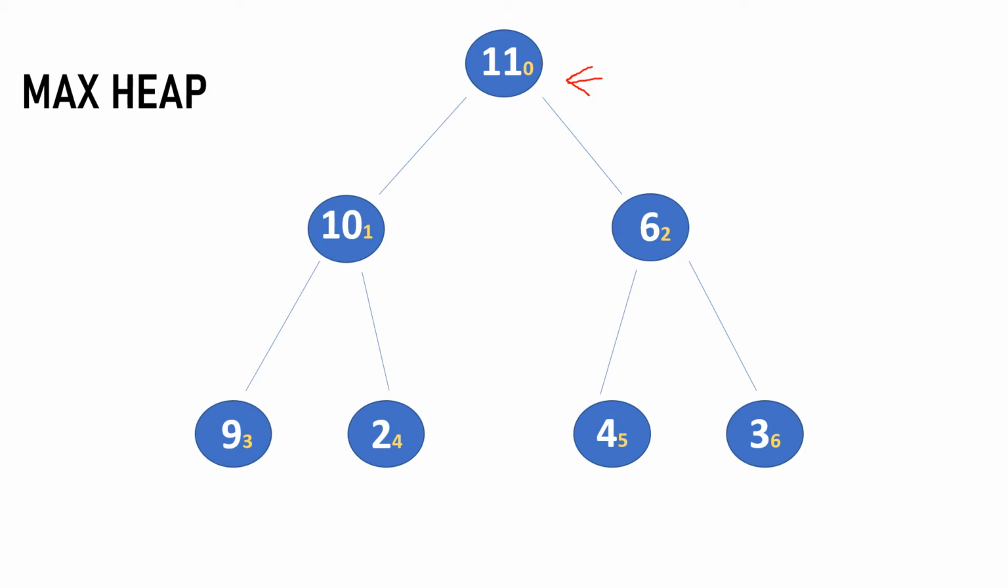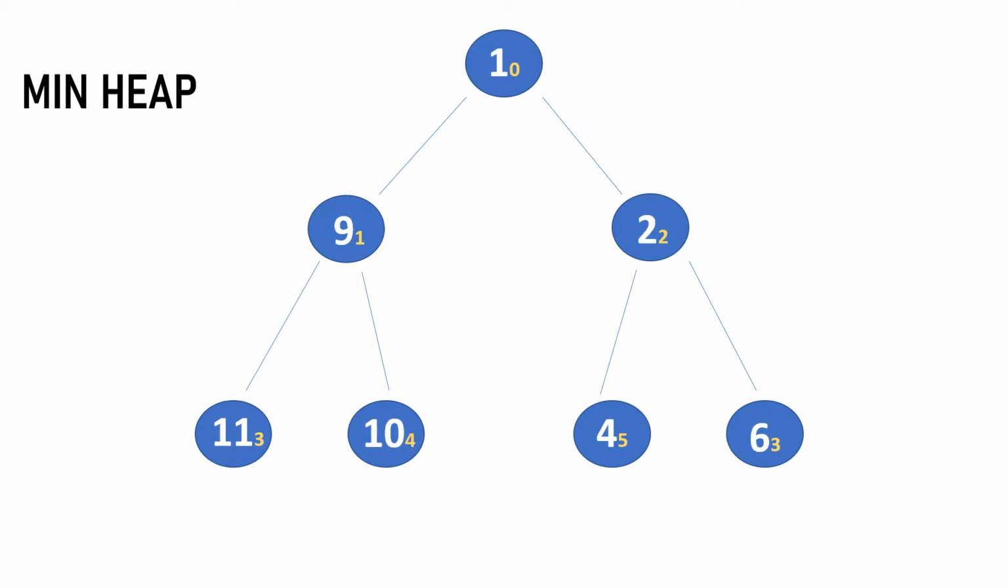The other kind of heap is the min heap. In a min heap it is reversed: the parents have a value which is less than their children's. For example, 1 is less than 9 and 2, and here 9 is less than 10 and 11.